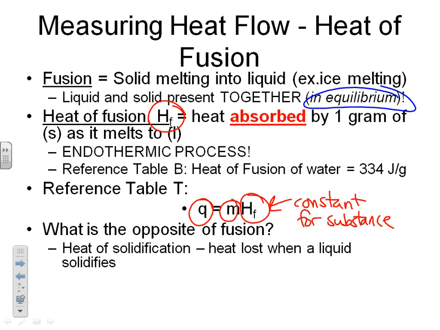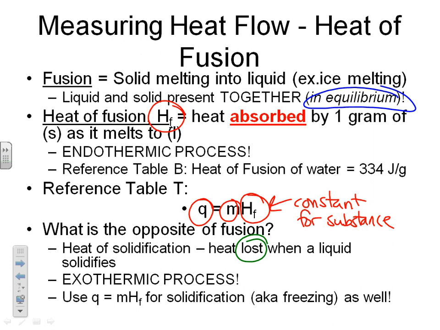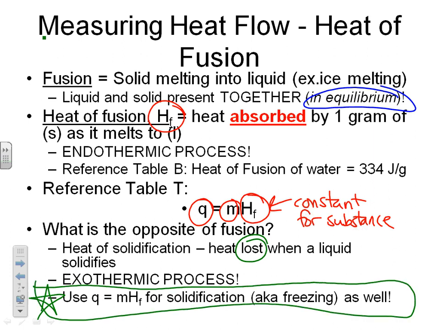The heat lost, notice I have changed it, the heat lost, meaning we've switched to an exothermic process, when a liquid solidifies, when a liquid freezes. But the crucial thing about this is that we can actually use the exact same formula for freezing as we can for melting. We can use Q equals mHf if we happen to have a liquid that is freezing, because they both involve the same phases.